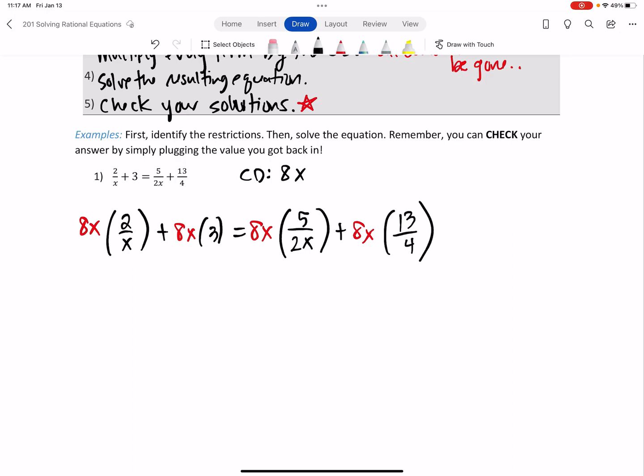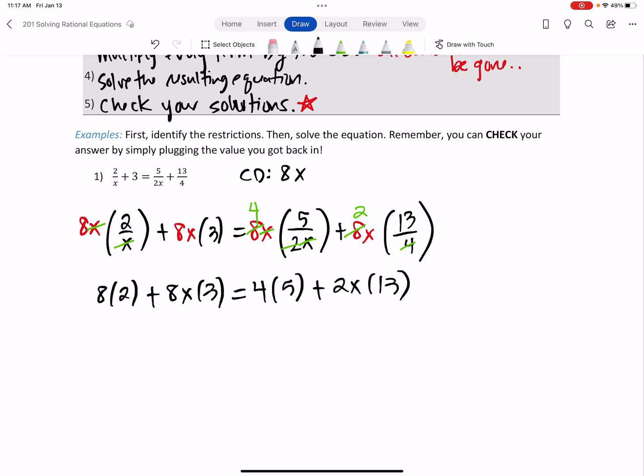Okay, so I cancel and simplify. Notice that in the first term, the x's cancel. In the second term, nothing cancels. In the third term, the x's cancel, and when I do 8 divided by 2, I end up with 4. In the fourth term, when I do 8 divided by 4, I end up with 2. So what I have is 8 times 2 plus 8x times 3 equals 4 times 5 plus 2x times 13. And that's a nice linear equation.